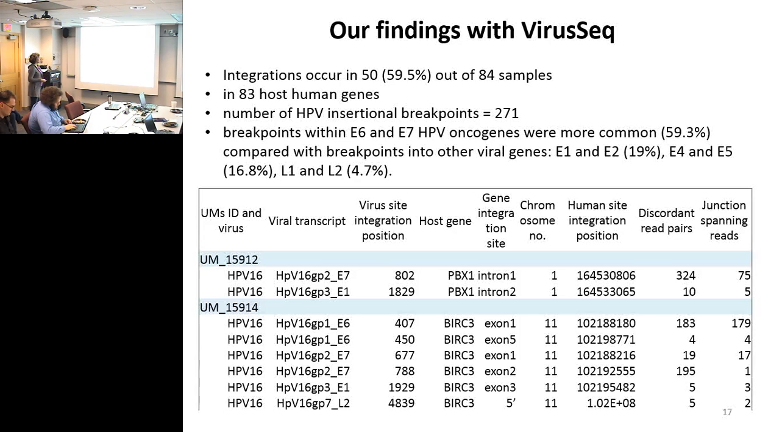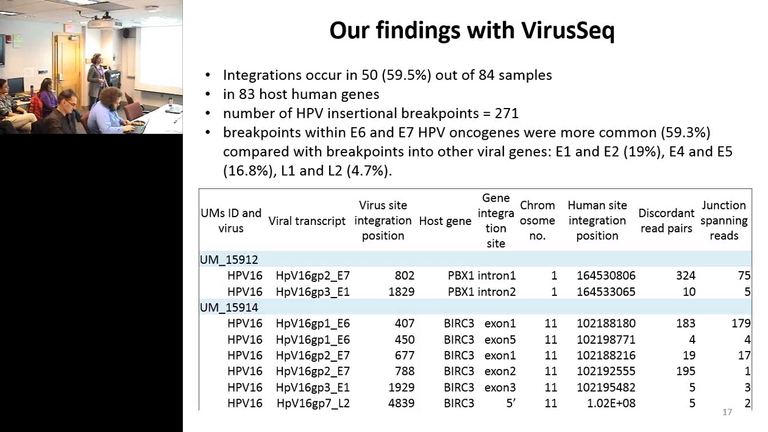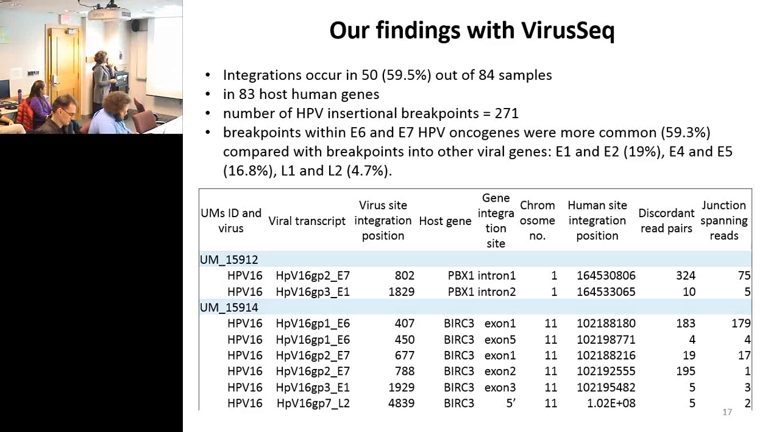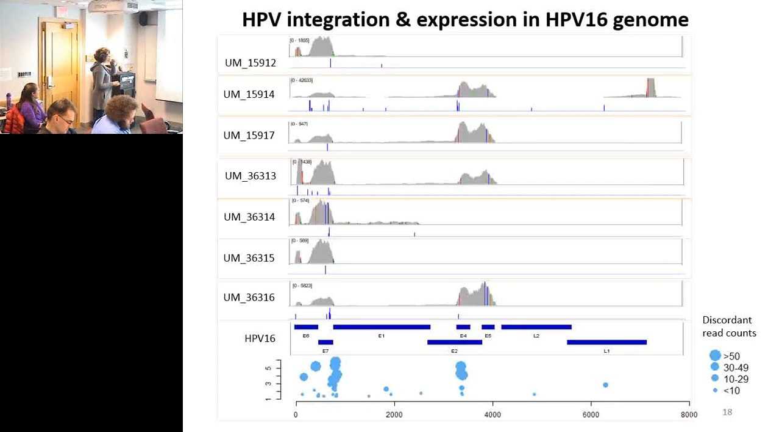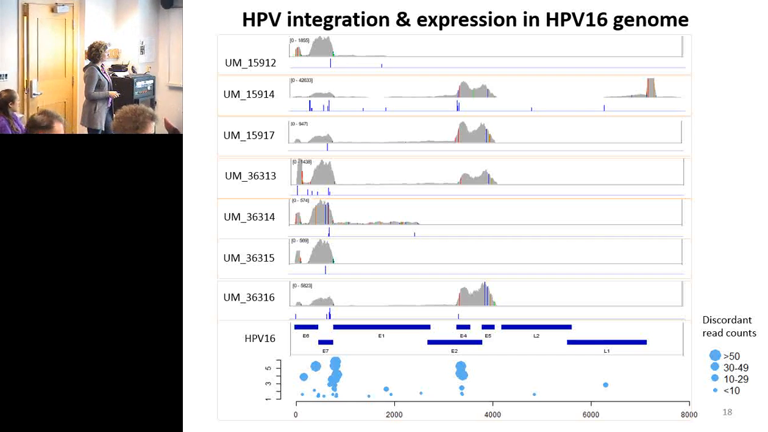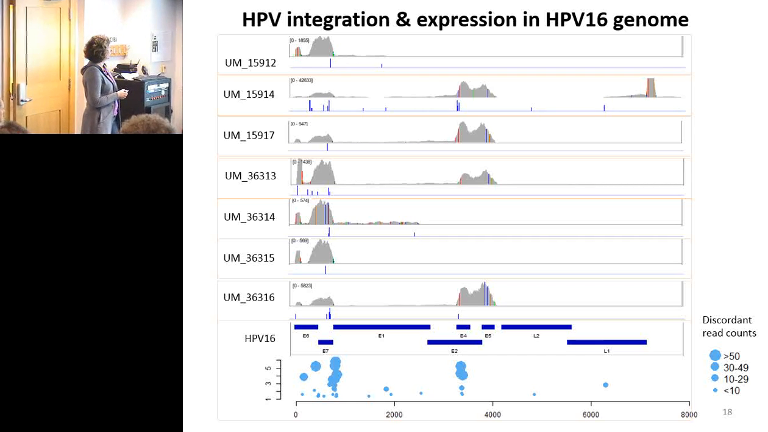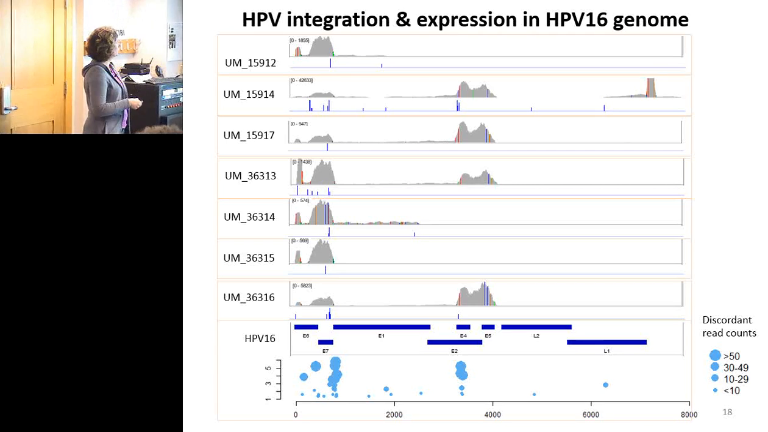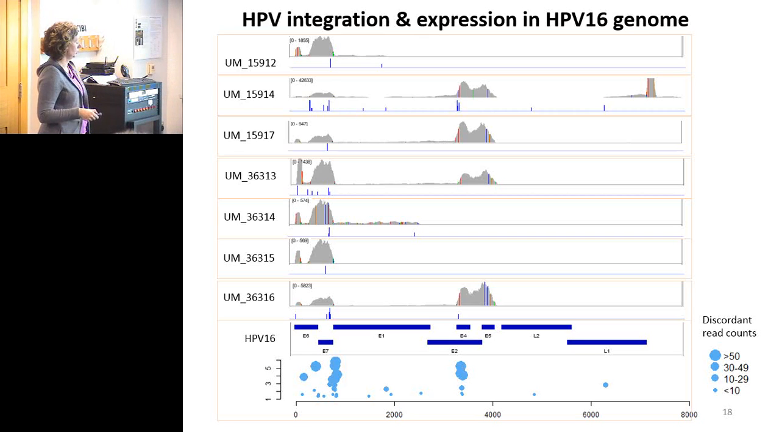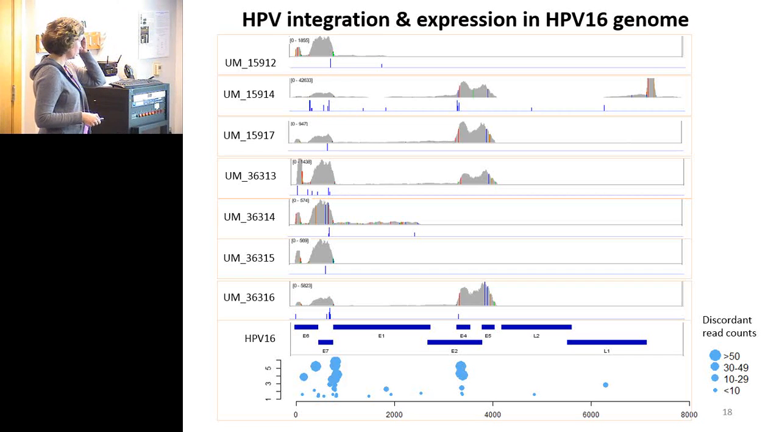This is part of the output table, just to present how the output from virus-seq looks. This picture presents gene expression and integration sites in several UM samples. Actually, here are 7 UM samples which were infected with the HPV16 genome, and the expression of these HPV16 genes.